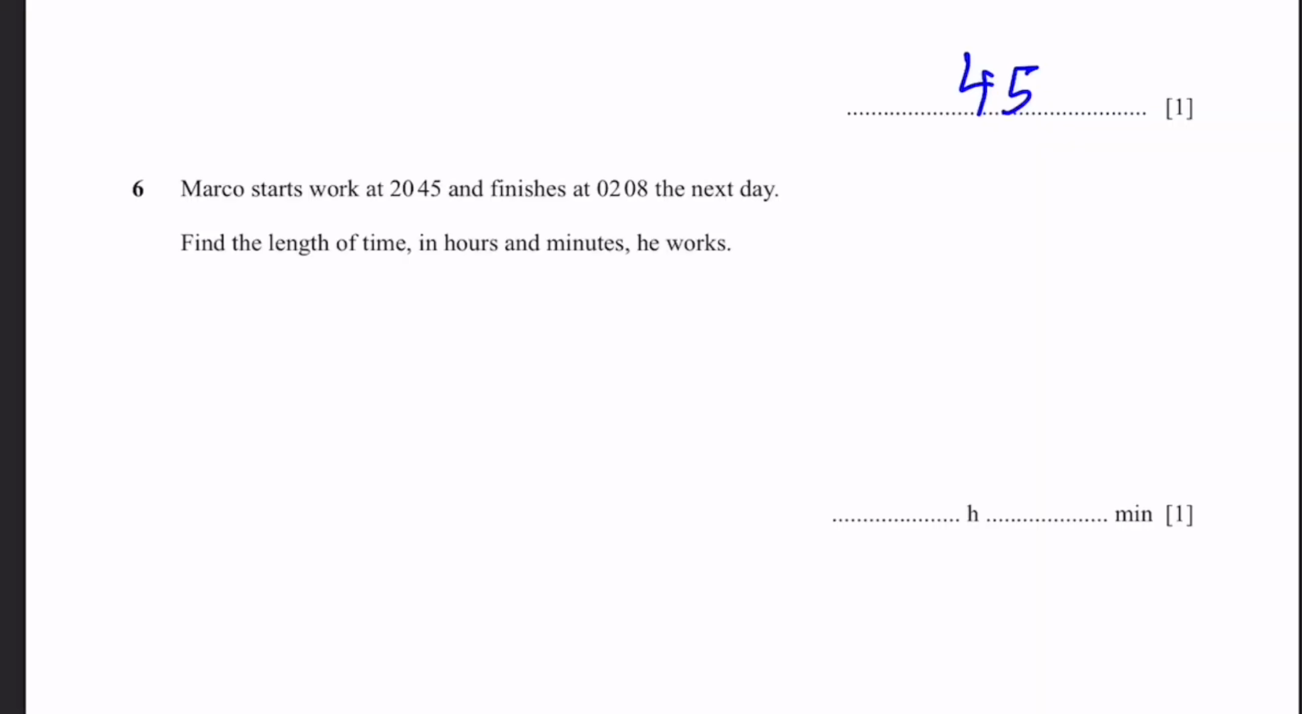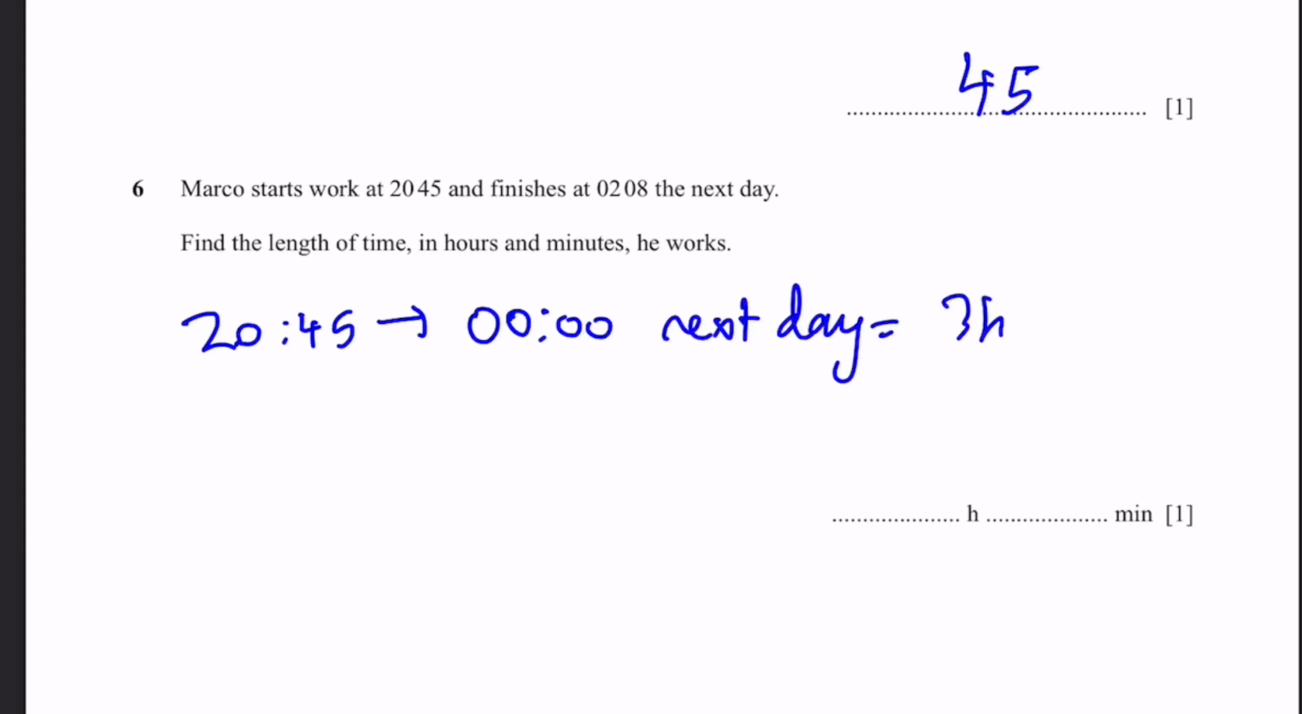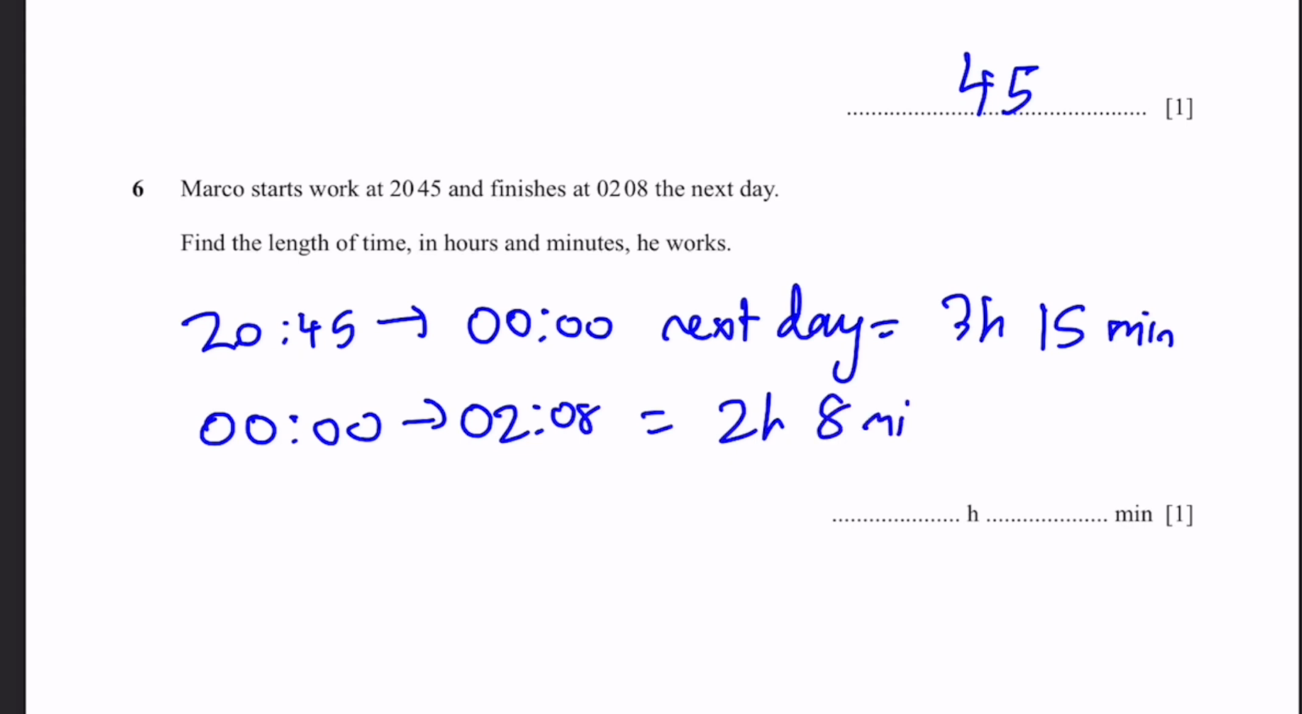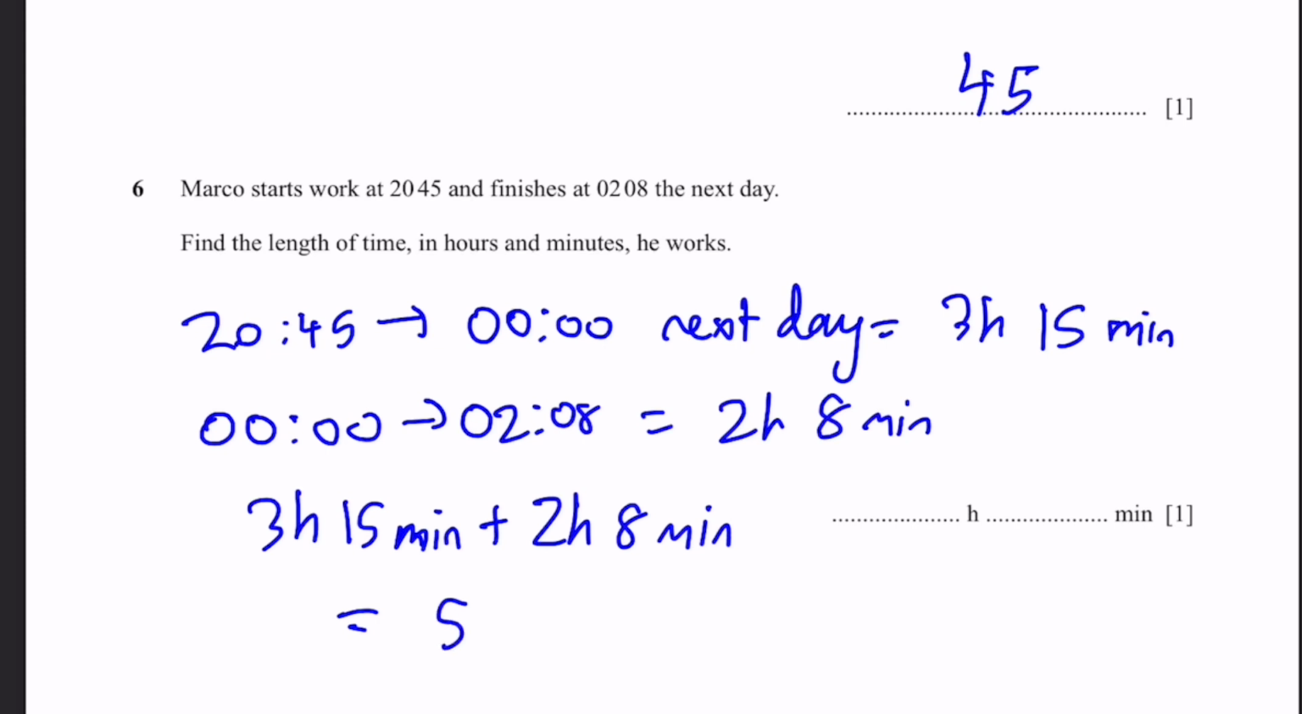Marco starts work at 20:45 and finishes at 2:08 the next day. Find the length of time in hours and minutes he works. So 20:45 till midnight the next day is equal to 3 hours 15 minutes. And midnight till 2:08 is equal to 2 hours 8 minutes. So we add it up like this. It'll be 5 hours and 23 minutes. That's the answer. Question 7.